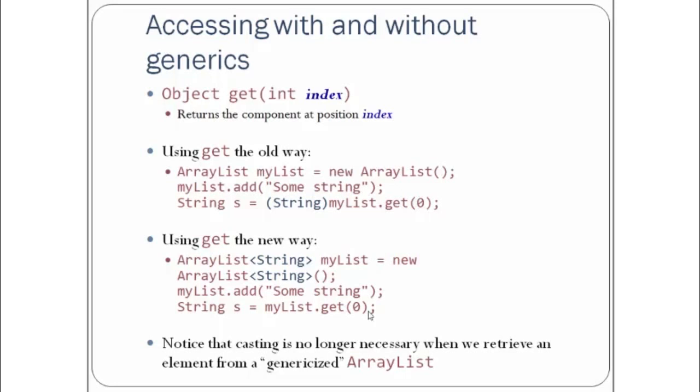Using get the new way. How is the new way? We have created an ArrayList with generics, and then we can add any string to that. And to get the string, we do not need a cast. So we can simply do get(0) and we'll automatically get a string out of it. Notice that casting is no longer necessary when we retrieve an element from the genericized ArrayList. I hope it is clear how casting is not necessary because we are using a genericized ArrayList.